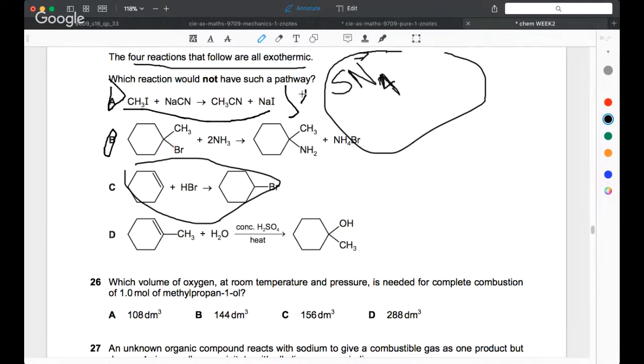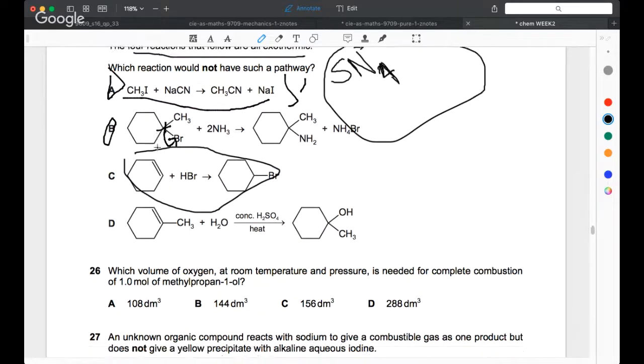But why would tertiary be SN1? Because the way it works is that the bond breaks and forms an intermediate. But wouldn't this one become an intermediate first? Why wouldn't this one? Because the carbocation is less stable. So because it forms a stable carbocation, it would break first.